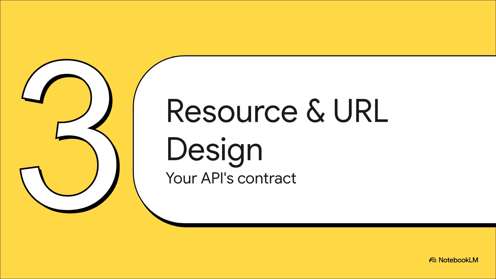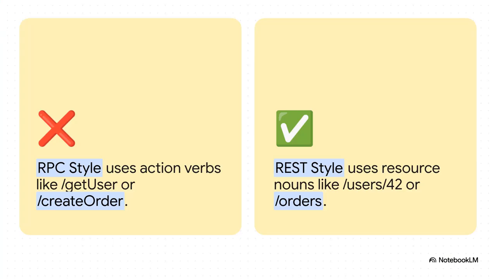Let's jump up into Section 3, Resource and URL Design. Okay, so now that we have our verbs down, let's look at the nouns. This is the public contract of your API. The absolute golden rule here is nouns, not verbs. The HTTP method we literally just learned is your verb, so your URL doesn't need one. Notice how this action-oriented RPC style uses URLs like getUser or createOrder? Yeah, don't do that. In a proper REST API, you use plural nouns. To get a user, you send a GET request to /user/42. To create an order, you POST to /orders. It's just clean, it's intuitive, and it's highly predictable.